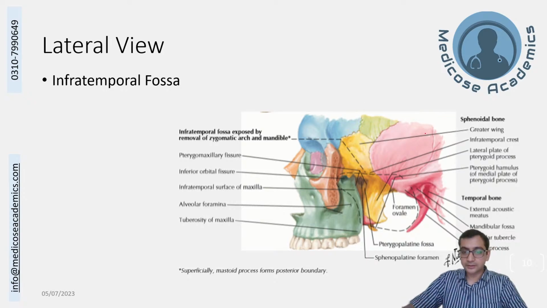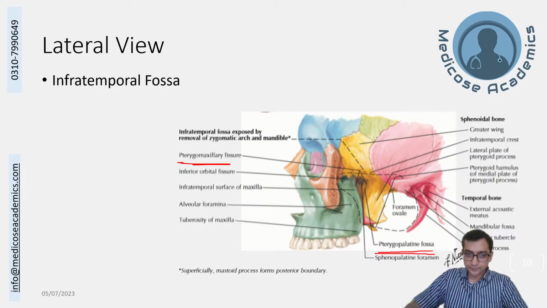This space has two terms used for it: pterygomaxillary fissure and pterygopalatine fossa. They create a lot of confusion. Let me try my best to answer these.